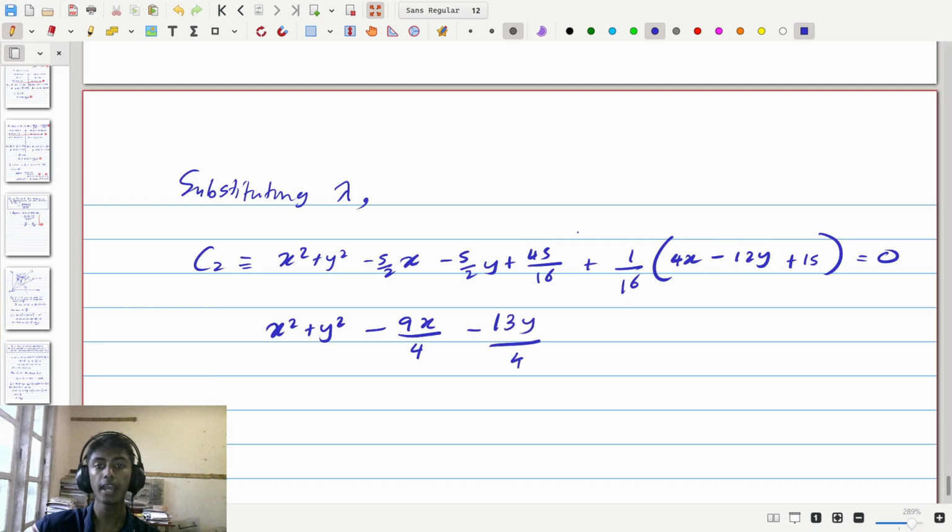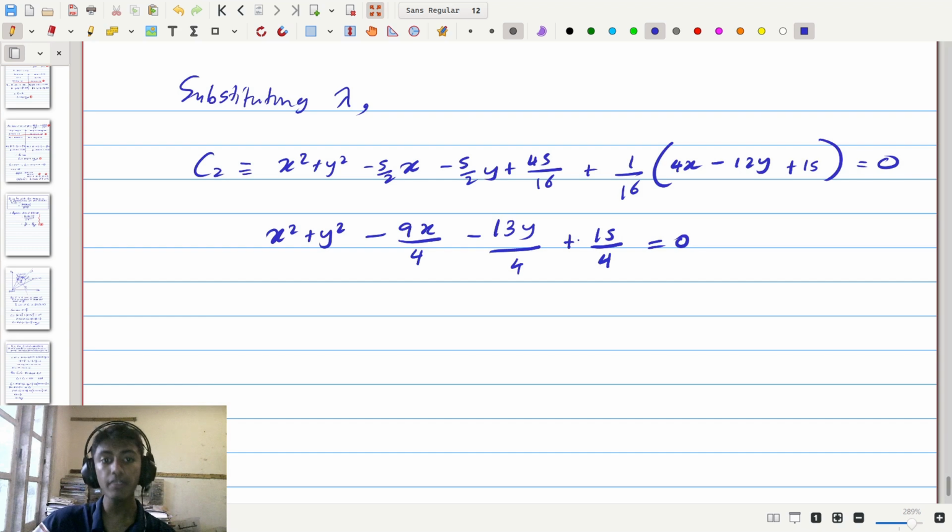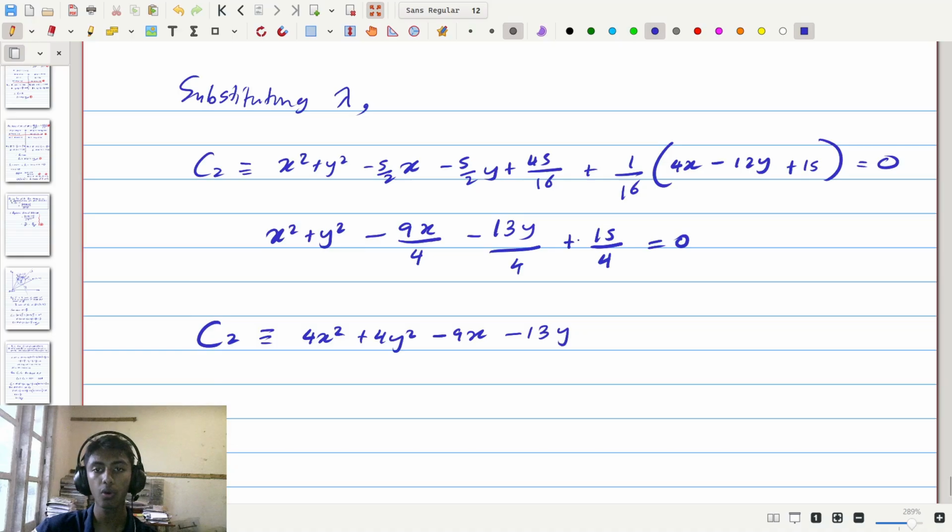over 4. And then as the constant terms, we're going to have 45 divided by 16 plus 15 divided by 16, which is going to become 60 divided by 16, which we can divide out to become 15 over 4. So we have plus 15 over 4 equals 0. Now finally, if we multiply everything here by 4, we can see that C2 is given by 4x squared plus 4y squared minus 9x minus 13y plus 15 equals 0.